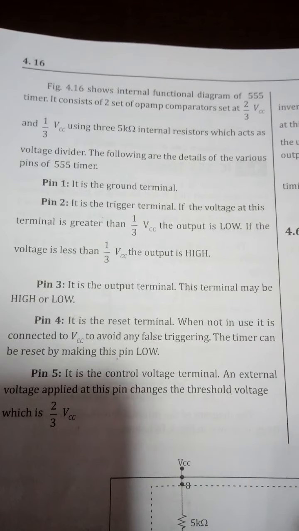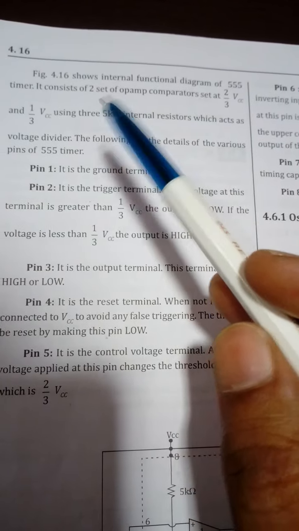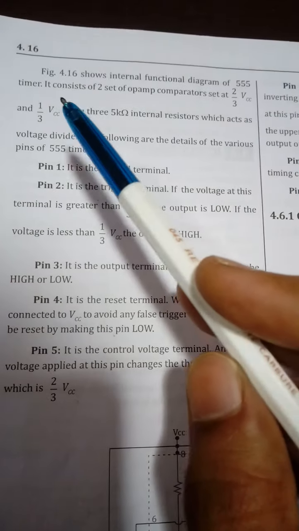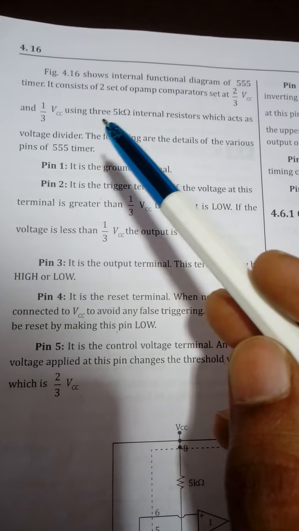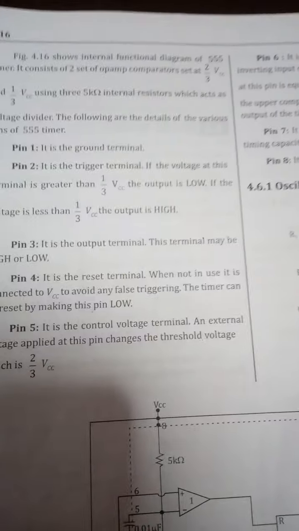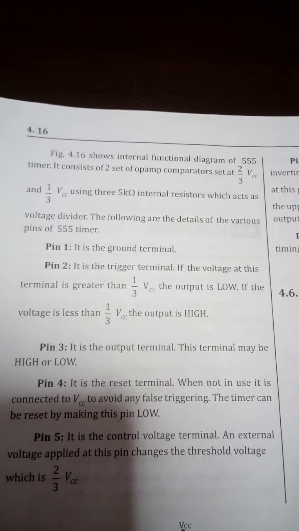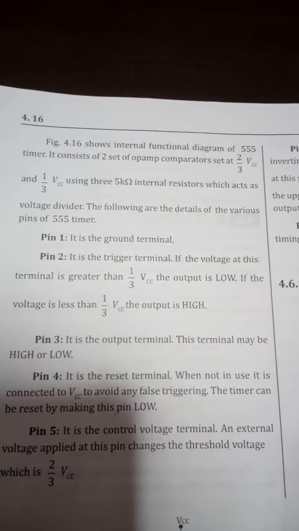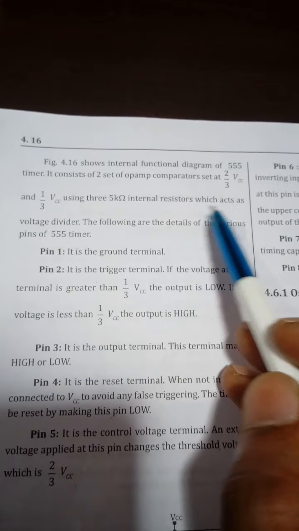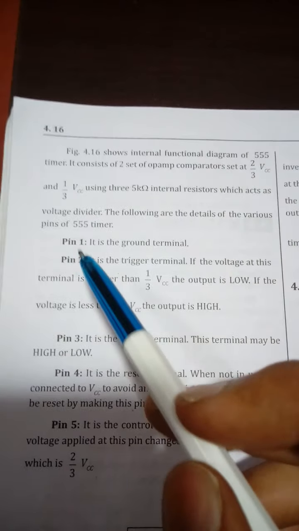Now we'll see what each pin is made up of. That diagram showed the functional diagram of the 555 timer. It consists of 2 op-amp comparators set at 2/3 VCC and 1/3 VCC. So you saw 2 different op-amps. They are comparator op-amps, the first op-amp is set at 2/3 of VCC, and the second one is set at 1/3 VCC, using three 5K internal resistors which act as a voltage divider. Now we will see the configuration of each pin.